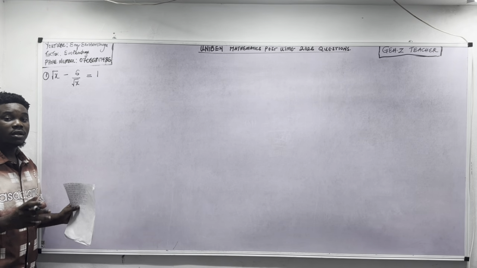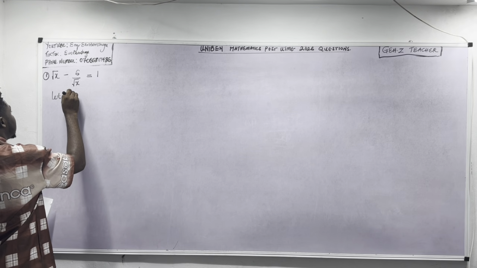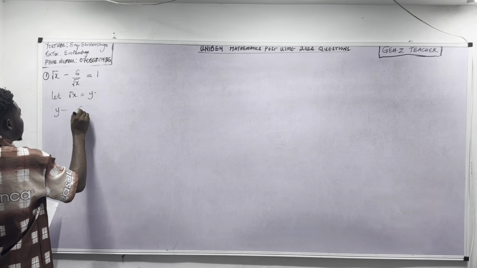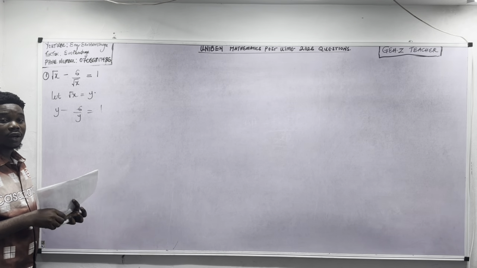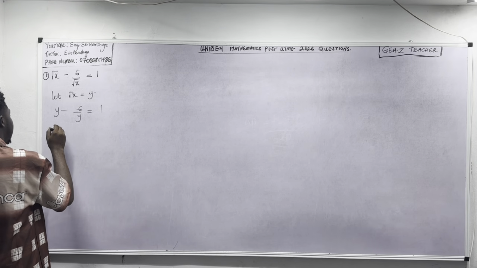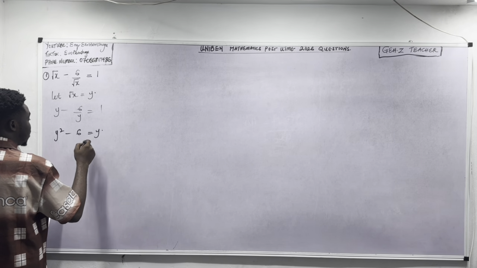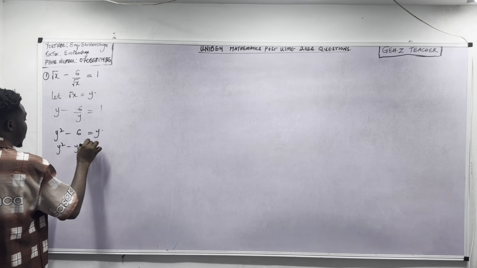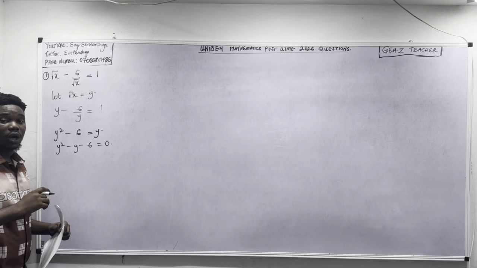Now quickly, the first thing to do here is to say, let root x be equal to y. So we then have y minus 6 over y equals 1. And I want to multiply all through by y. So I'm going to have y squared minus 6 equals y, basically. And then you can take the other y to the other side. So we have y squared minus y minus 6, and that should be equal to 0. This is a quadratic equation we have over here.